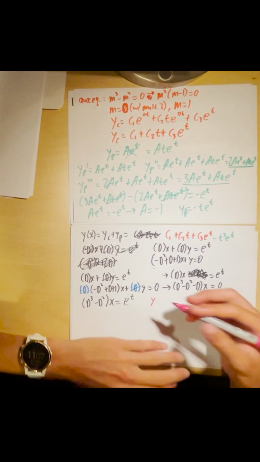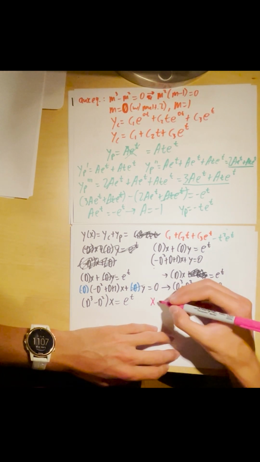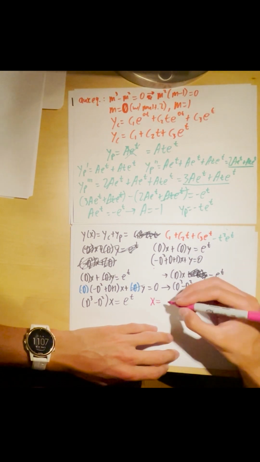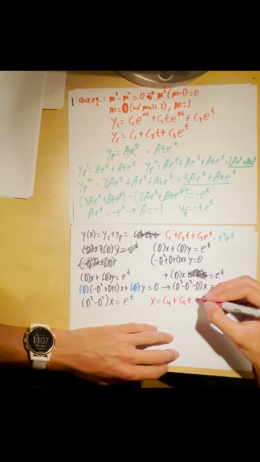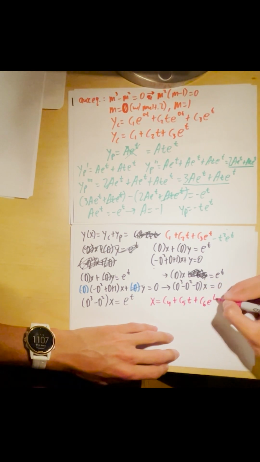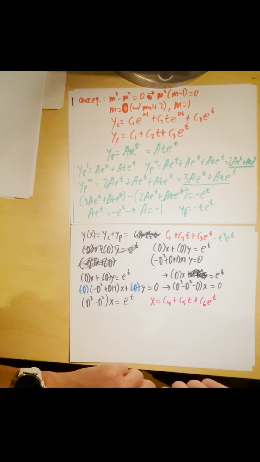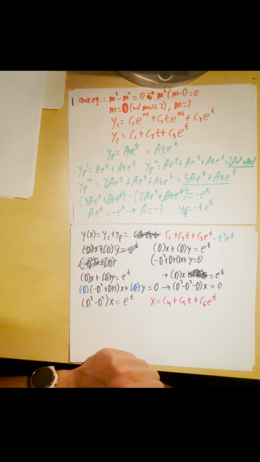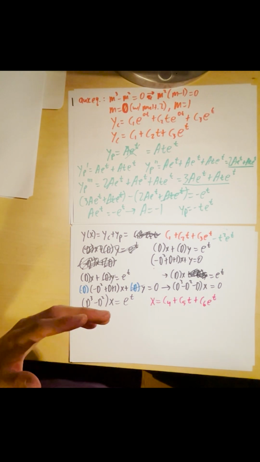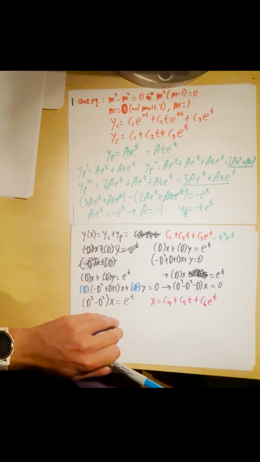However, because this is with our x, we are going to need different constants, which we'll have to find the relationship between later. That's the last step, so I'm going to write that: c4 plus c5 t plus c6 e to the t. Finally, I'm going to form a particular solution. This is xc.